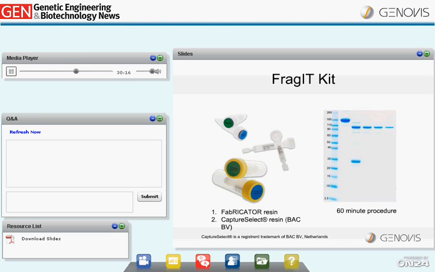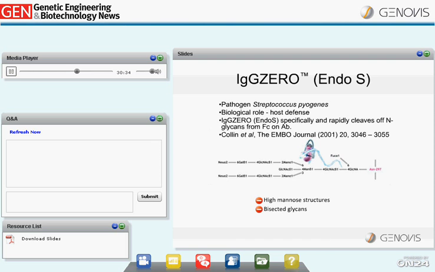This kit has become interesting, particularly in the preparation of antibody fragments for crystallization experiments. The key aspect here is the homogeneity of the fragments generated by the FabRICATOR enzyme, as this is of particular importance when growing crystals. Next, I'm going to say a few words about the IgG0 enzyme.